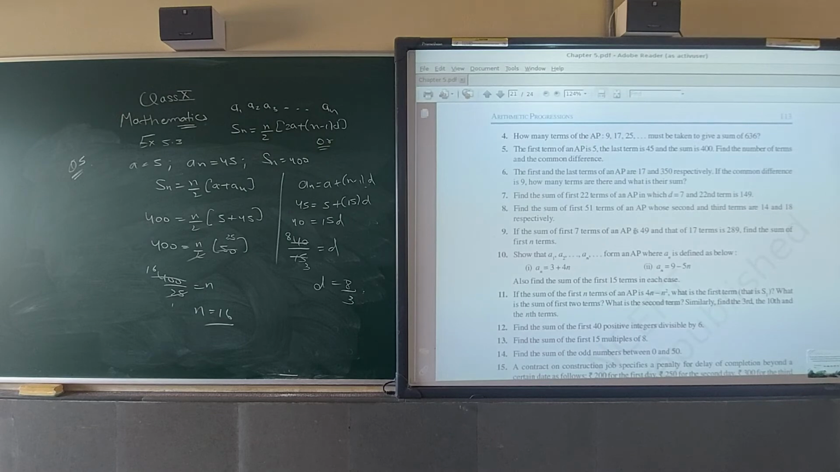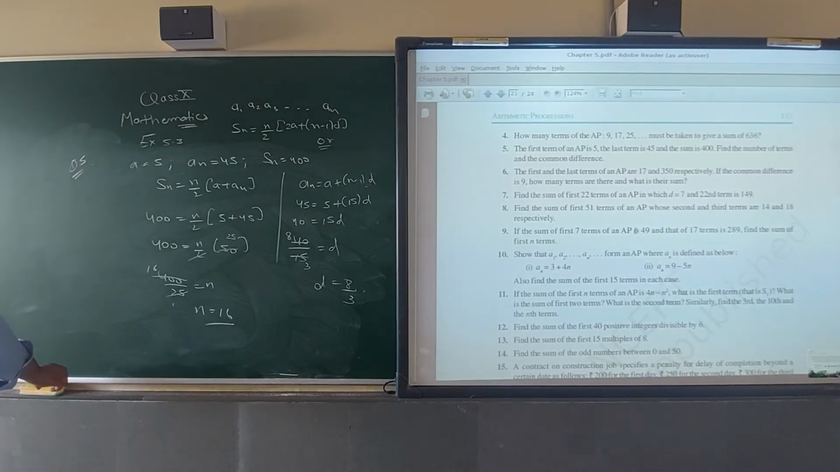Now question number 6th. Sixth one is the homework. The first and last term of an AP is given, a and an is given, common difference is given, then find the n. We already did that type of question also. Seventh one. Question number 7th. Find the sum of first 22 terms. Seventh one I will also give as homework, but I give some hint to you all.